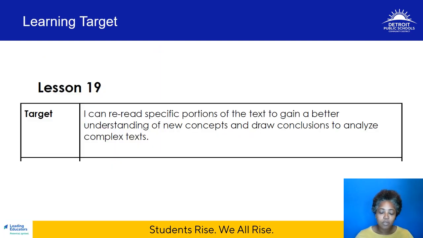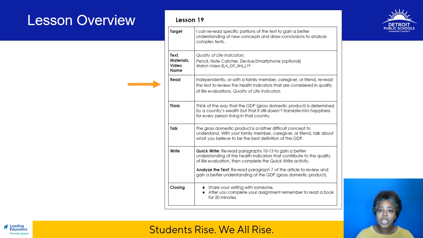And here's our learning target for today. We can read it together. I can reread specific portions of the text to gain a better understanding of new concepts and draw conclusions to analyze complex text. Today you'll start by rereading a section of the text to determine the health indicators that are usually considered in quality of life evaluations.